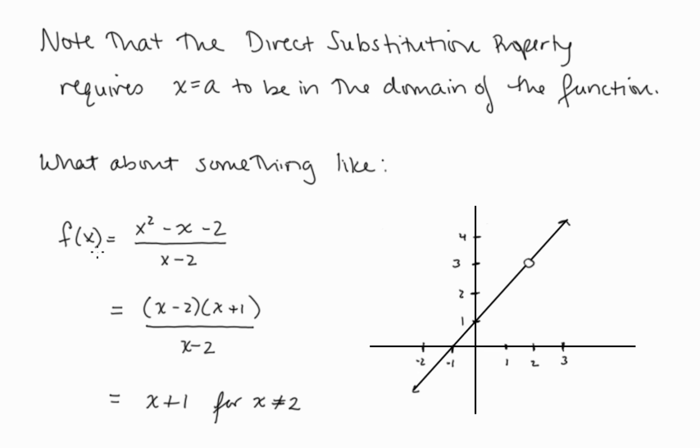So this function is the same as the line y equals x plus 1 at every x value except x equals 2. At x equals 2, f of x does not exist. It's not defined. So that says that its graph is going to be the same as the graph of the line y equals x plus 1, but it's going to have a hole in the graph at the point where x is equal to 2.